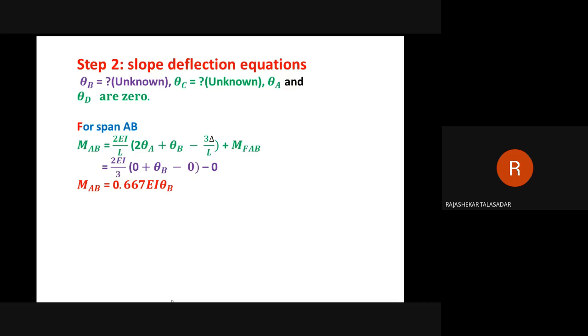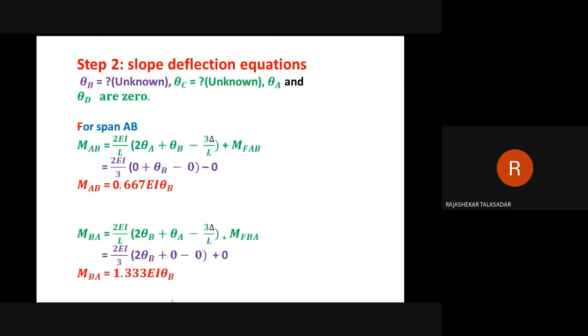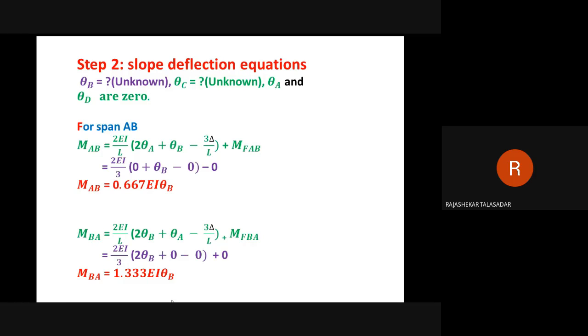Right? Now, if you write for the other end, MBA, it will be 2EI by L into bracket 2 theta B plus theta A minus 3 delta by L plus MFBA. Again, theta A, delta, MFBA are 0. So if you simplify this by putting those values, you will get MBA equals 1.333 EI theta B. I think it is clear. Yes, sir.